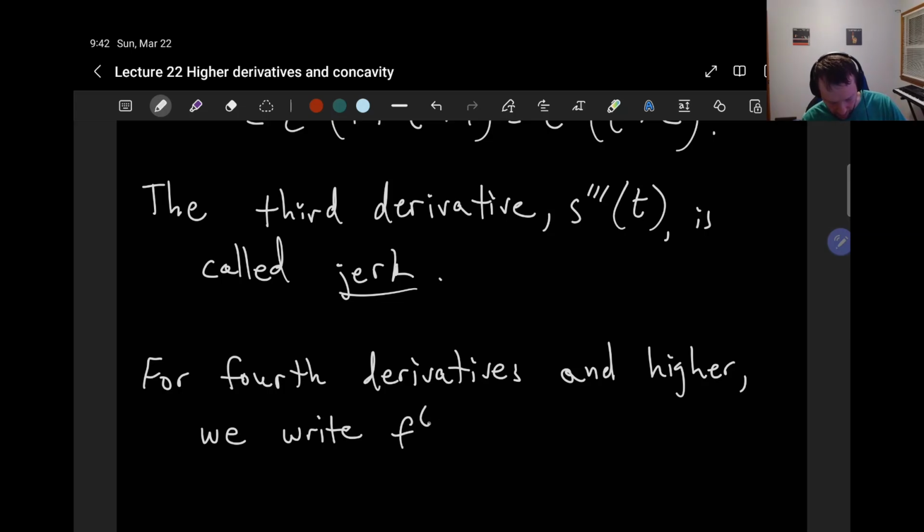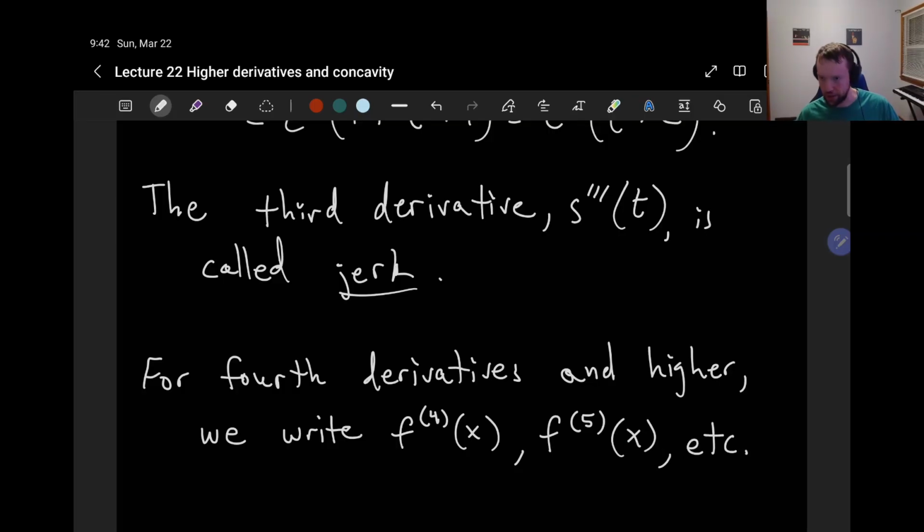And I'll switch back to F here. You put this as a superscript, and in parentheses, the number of primes that you would have, or the order of derivative. So the fourth derivative, you write f^(4) of x instead of 4 prime symbols. For the fifth derivative, f^(5) of x, and etc.